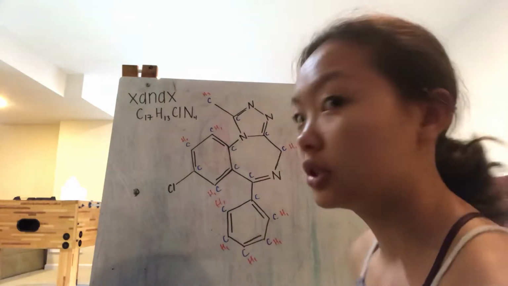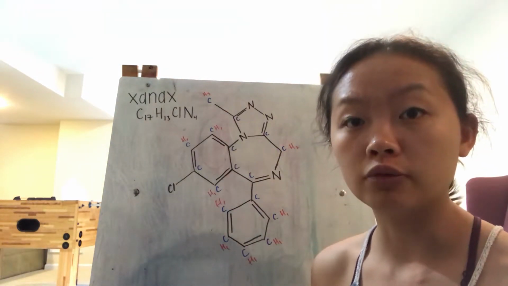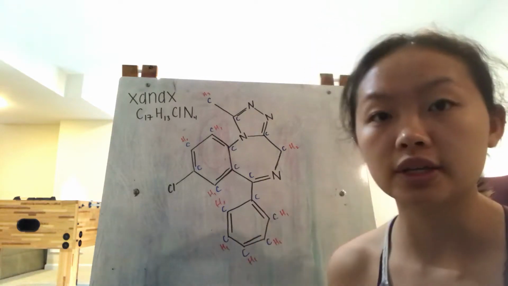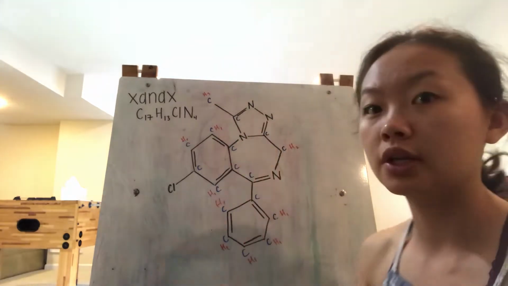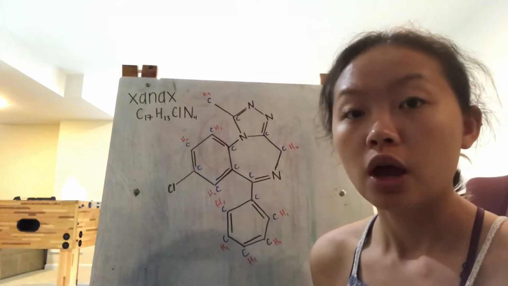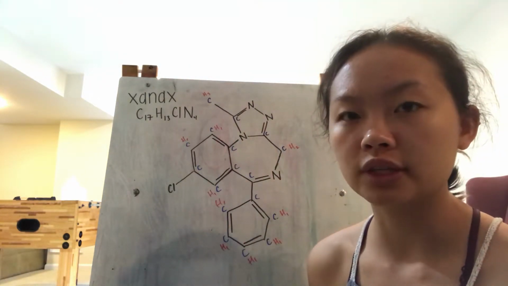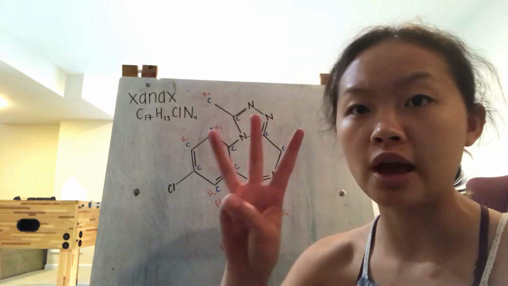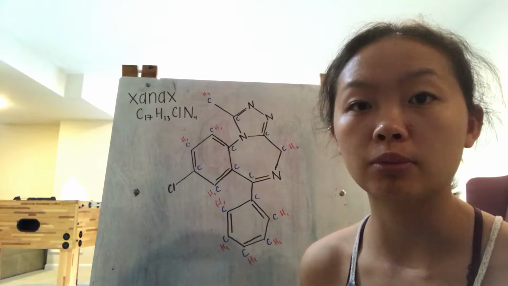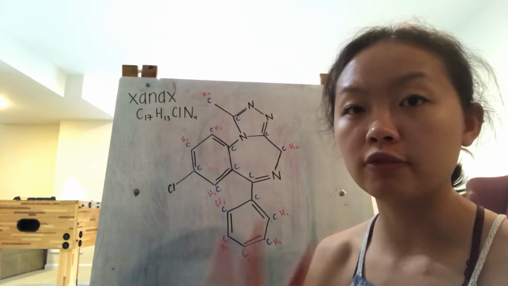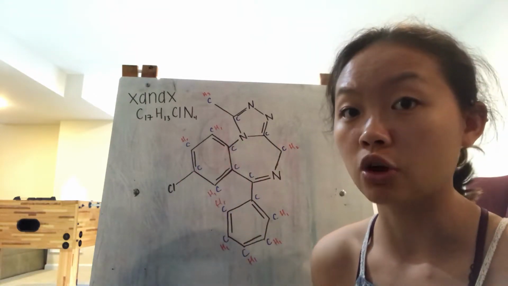And so now I'm going to talk about chirality of the molecule. So for Xanax, this is an achiral molecule because all the carbons within the structure do not have 4 distinct things connected to them, or they only have 3 things connected to each carbon. For it to be a chiral carbon, it has to have 4 different distinct things connected to the carbon.